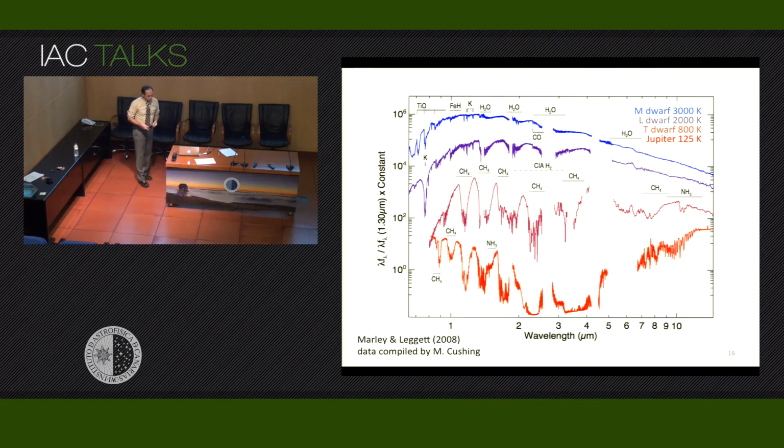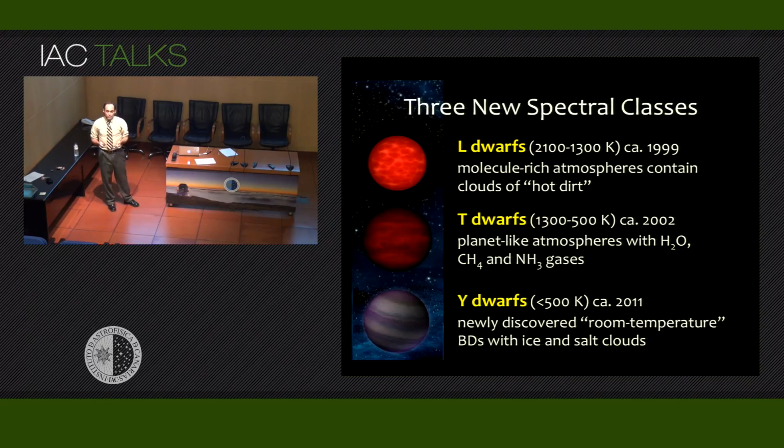So, and I should say that these spectra are very different. So they've given rise to three different new classes of objects. Victor mentioned a little bit earlier that I had done some work on L, T, and Y dwarfs. Here is just sort of a summary slide of what the properties are.